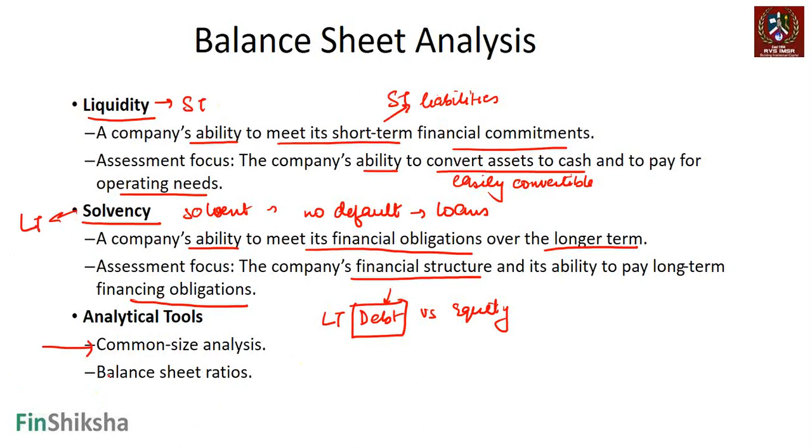The second one is what are called balance sheet ratios. These ratios are calculated with a numerator and a denominator. These are relevant numbers that we will use, and they will give us the position of both the liquidity and solvency. There is a certain set of ratios that give us an idea about the liquidity position of the firm, and a certain set of ratios that give an idea about the solvency status of the firm. Let's look at them one by one.